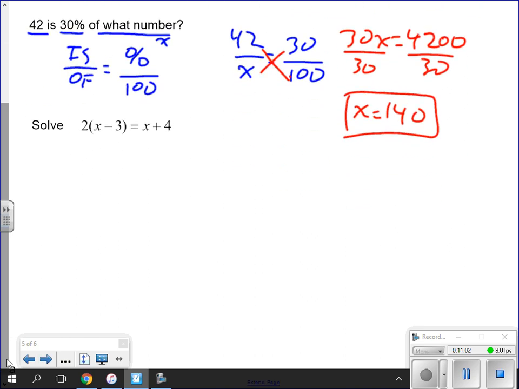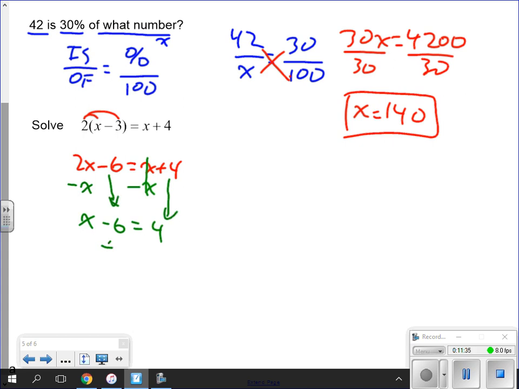Solve. 2 times x minus 3 equals x plus 4. My first step, distribute. 2x minus 6 equals x plus 4. Next step, put all my x's on one side. So I subtract x from both sides. 2x minus x means I have 1x. That doesn't change. I have minus 6 equals, that goes away. And then I have 4 left on the other side. That doesn't change either. Now to get x by itself, I add 6 to both sides. X equals 10.